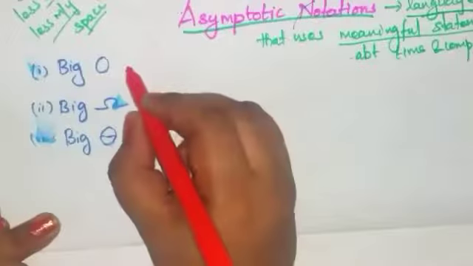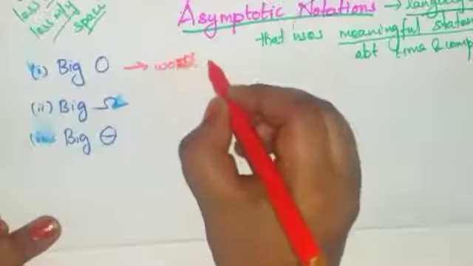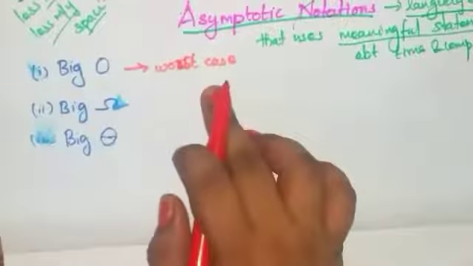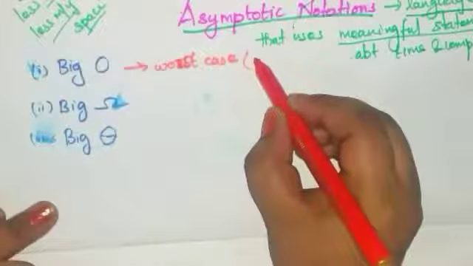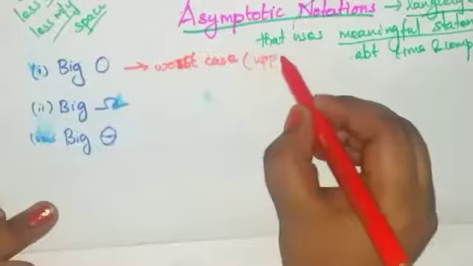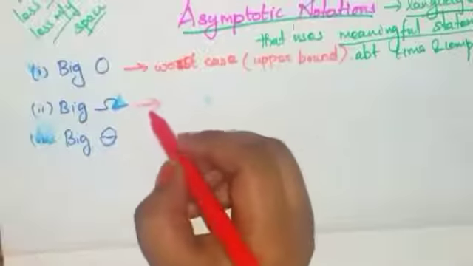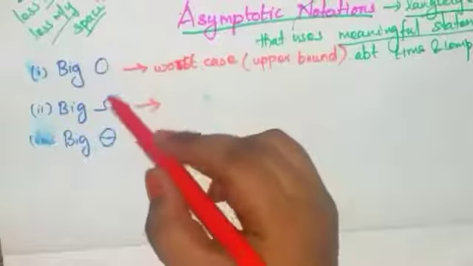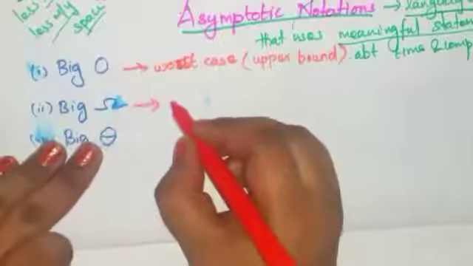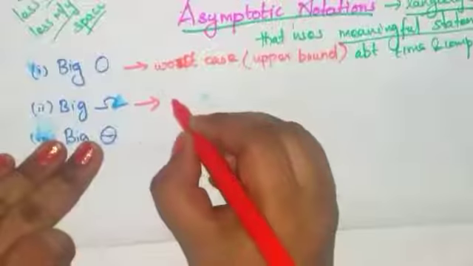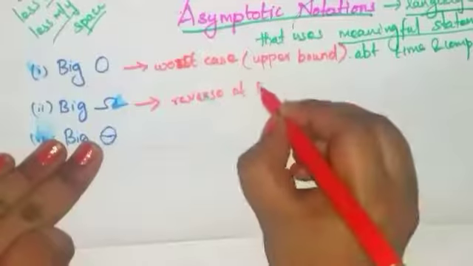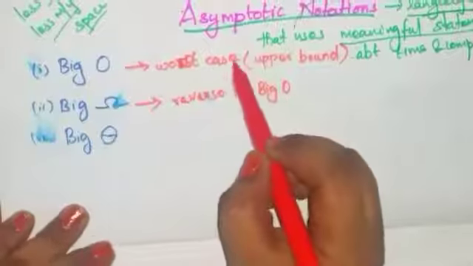So what do you mean by big O? It is used to describe the worst case of an algorithm. It is called worst case because it describes the upper bound of any algorithm. What do you mean by big omega? It is the reverse, the opposite, of big O. Big O is the worst case.